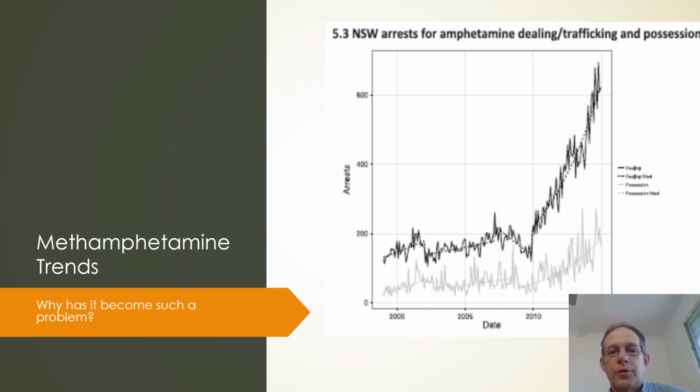So methamphetamine use and problems arising has been trending upwards since about the year 2000. This shows one aspect, which is the arrests for possession, trafficking and dealing, and apart from a small dip around 2009, 2010, it has been trending upwards.